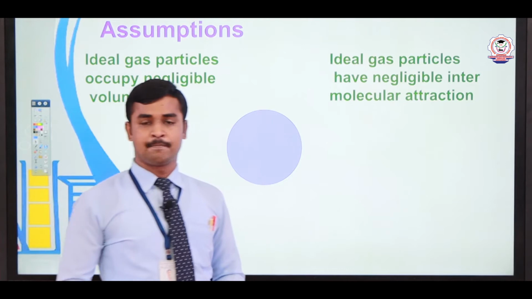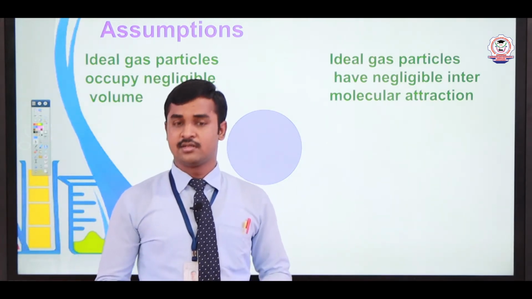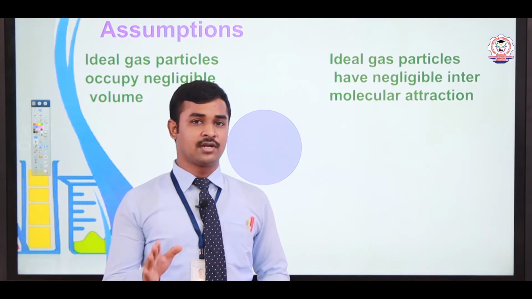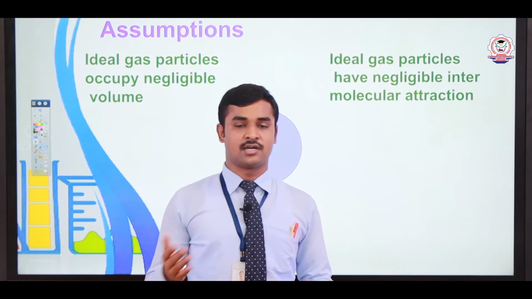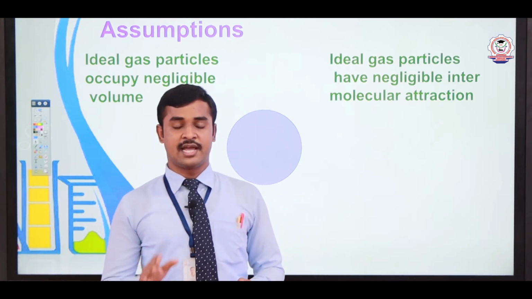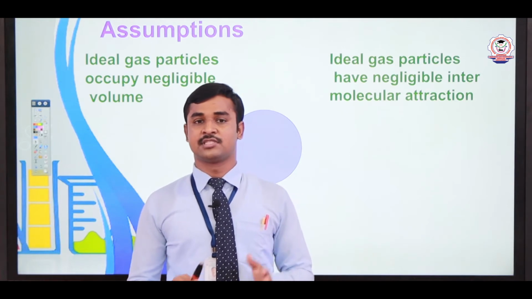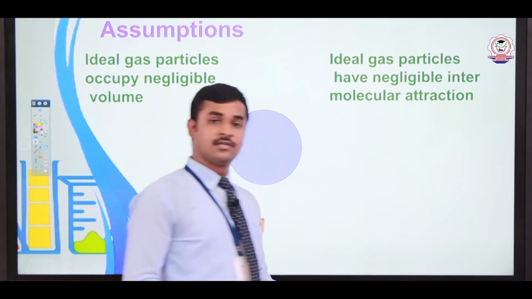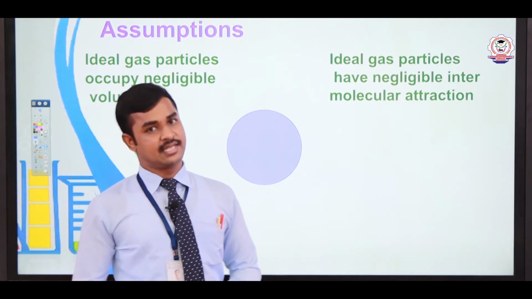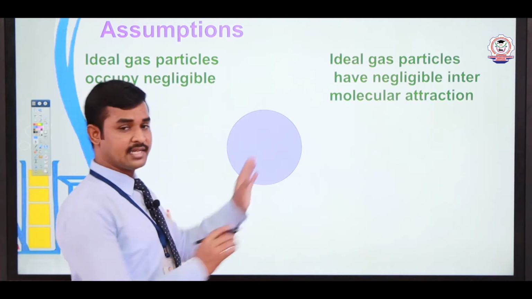Let's see, students. First, you know well about the ideal gas equation, especially for the ideal gases. Ideal gases obey Boyle's law, Charles' law, Avogadro's law and Gay-Lussac's law. So you know well about the ideal gas equation, which is PV = nRT. Likewise, we also consider the real gases. So what are the differences between ideal gases and real gases?